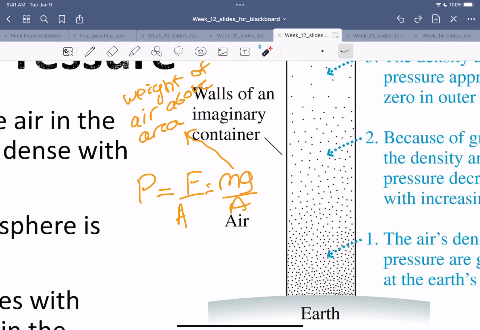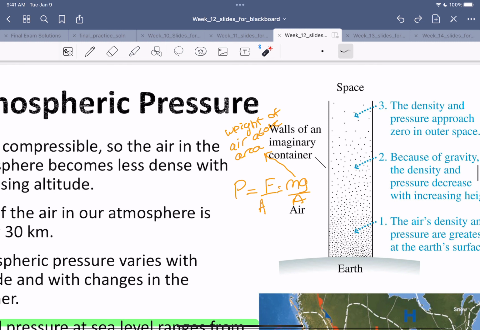I said if this is our force of gravity, and we can rewrite it as density times volume times gravity, and we decrease the density of the air as we go up into space, what happens to our pressure? It decreases, right? So that's the real life connection as to why we see a decrease in pressure as we go upwards and an increase in pressure as we go downwards.